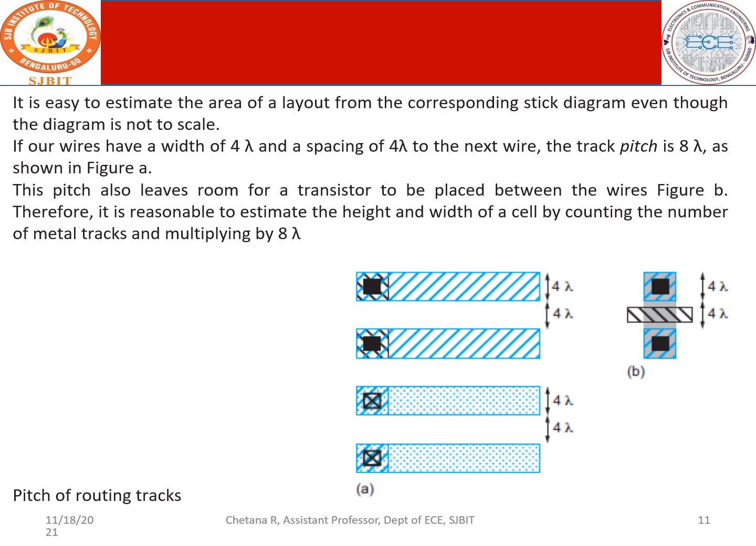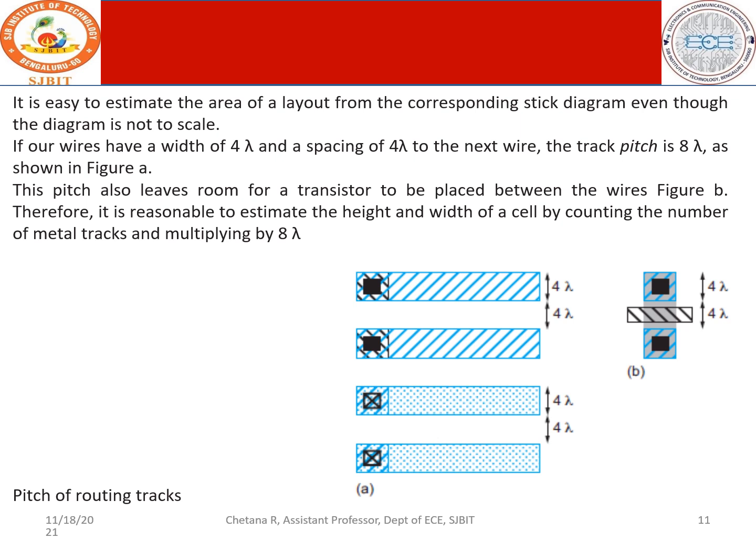The pitch is the difference. So the difference here is 4 lambda, but you simply can't take it as 4 lambda. You have to consider the first metal as well. Therefore we call that the track pitch. So when the wire is 4 lambda and the spacing is 4 lambda, together it makes 8 lambda, which is shown here as well.